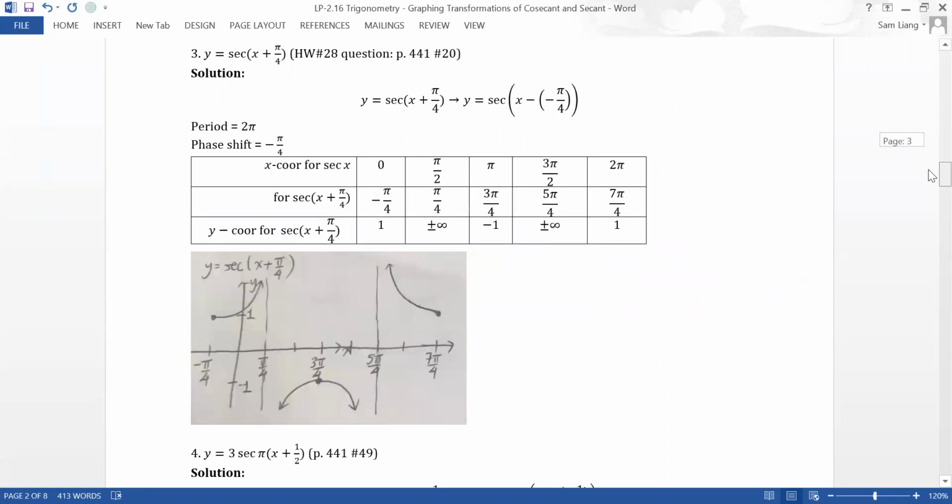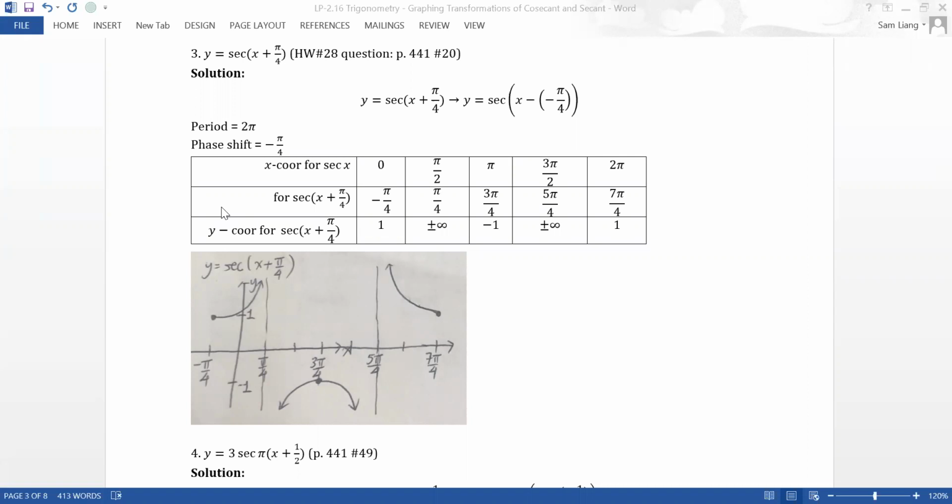All right, Alfred? Yeah, okay, so we have the equation y equals secant parentheses x plus pi over 4. From this equation, we know that the a value and the period are both 1. And so the total period for this function should just be 2 pi, but there is a phase shift of negative pi over 4.